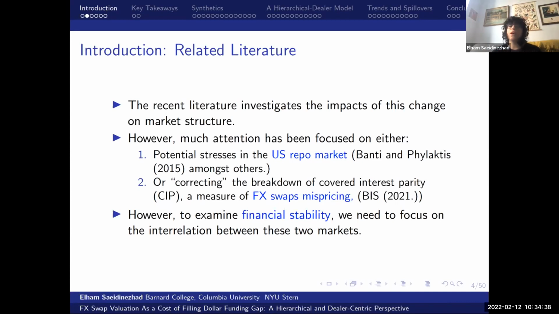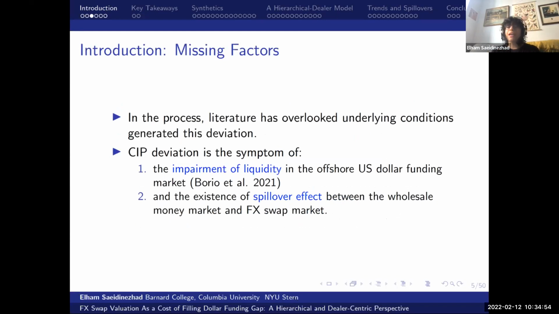But in this paper, I want to examine financial stability by connecting these two markets together: the US repo market, and therefore the domestic US money market, the Eurodollar market, and the FX swap market. The idea is that one of the reasons these two markets, the FX swap market and the traditional money market, are treated differently from each other is that this deviation in CIP is usually considered a mispricing in FX swaps. But once we examine this deviation and compare it with the developments in the money market, we see that CIP deviations usually happen when we see the impairment of liquidity in the Eurodollar market, or offshore US dollar funding market.